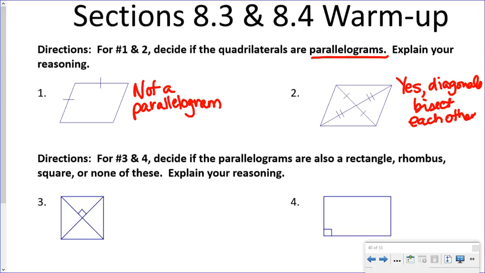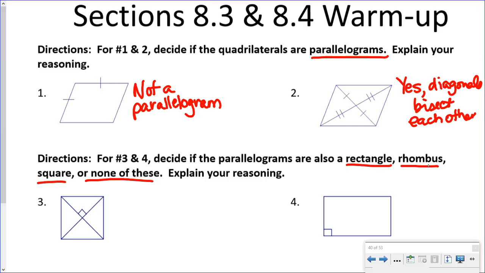All right, now on the second ones, decide if the parallelograms are rectangle, rhombus, square, or none of these. So now we know it's a parallelogram, so it satisfies that piece. Now we're trying to further classify it as a rectangle, rhombus, square, or none of these. So rectangle was if you knew the parallelogram had one right angle, or if you knew that the parallelogram had congruent diagonals, then you could say it's a rectangle.